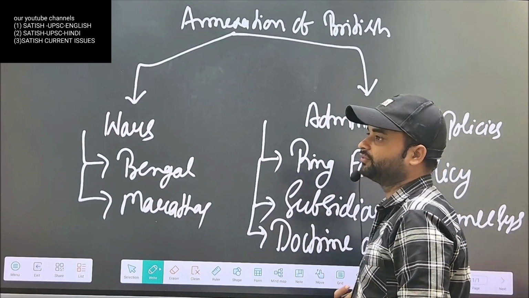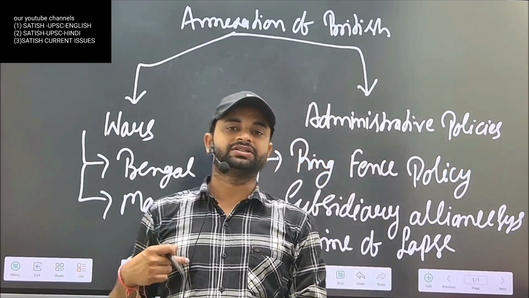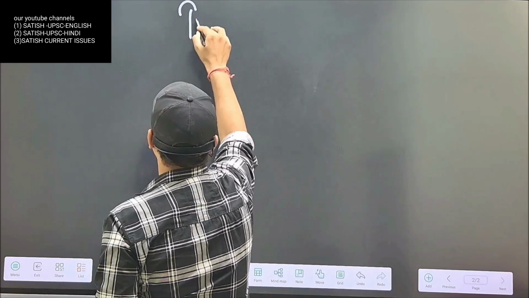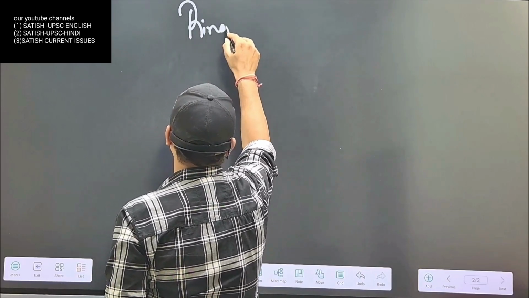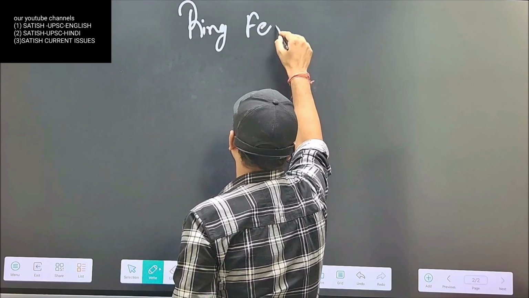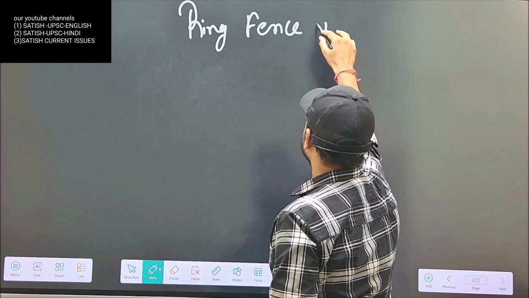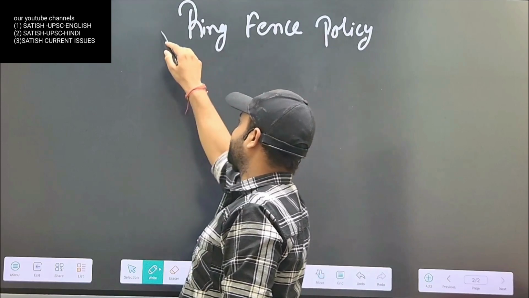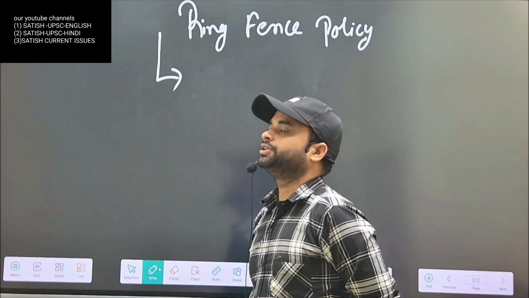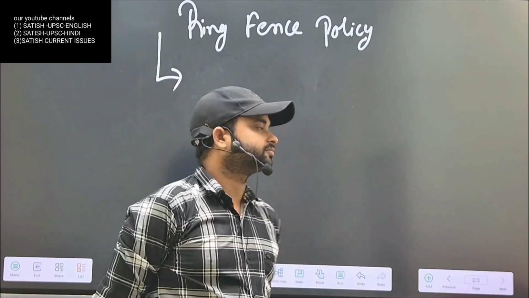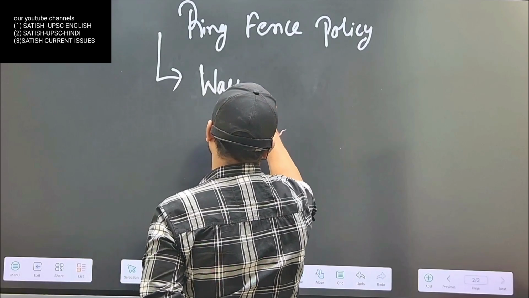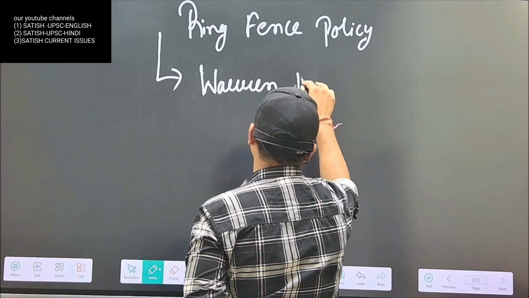So firstly we will see ring fence policy. So ring fence policy basically introduced by Warren Hastings.